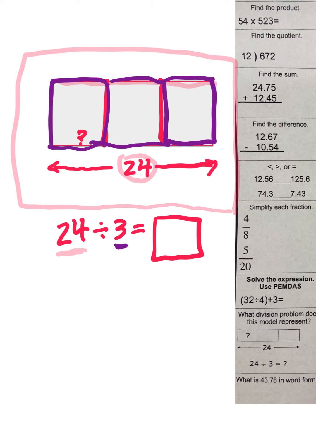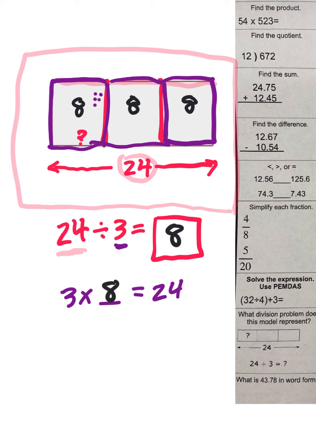Now, I can think about 24 divided by 3, which if we look at inverse operation even, what multiplied by 3 is equal to 24? 8 is the final answer. This model represents 24 divided by 3 equals 8.